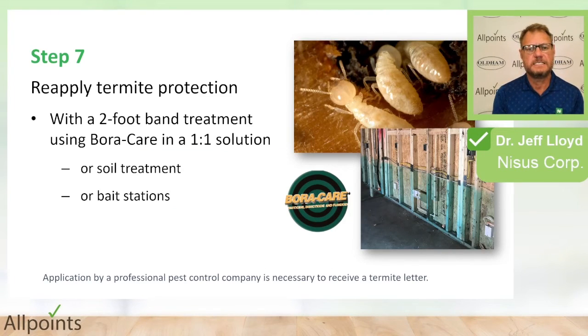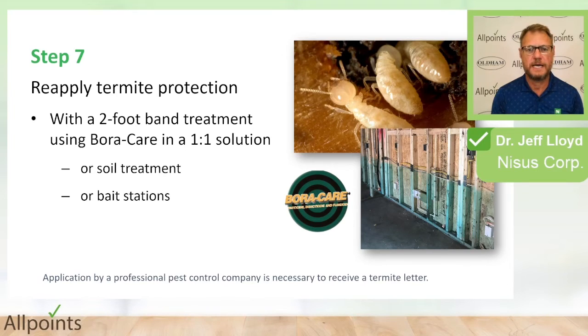Step 7 is to consider your termite protection. Flooding is really a bad event, and that will typically disrupt just about any type of termite preventive management system you've got in place on a home, whether that be bait stations or a soil termite treatment, for example. If you've opened up the structure to expose the sill plate and the wood in the structure, you've got a really fantastic opportunity to install a termite protective system that's really designed to be permanent within the structure.